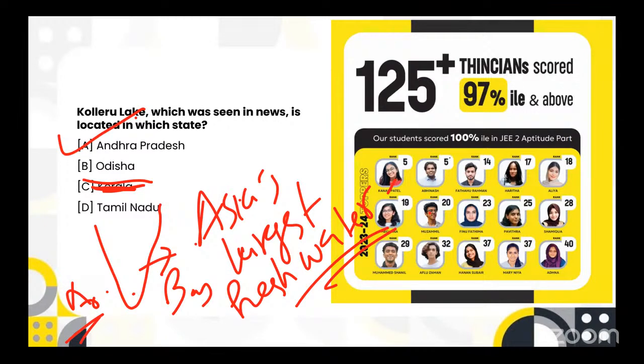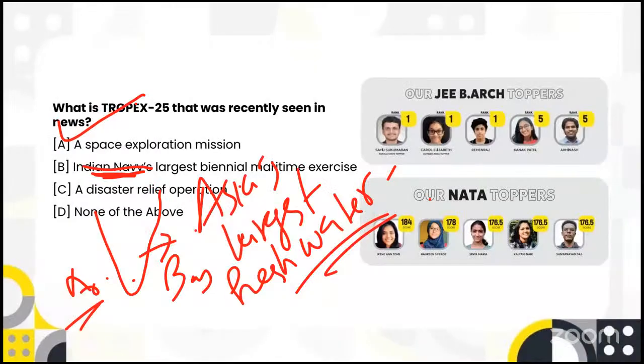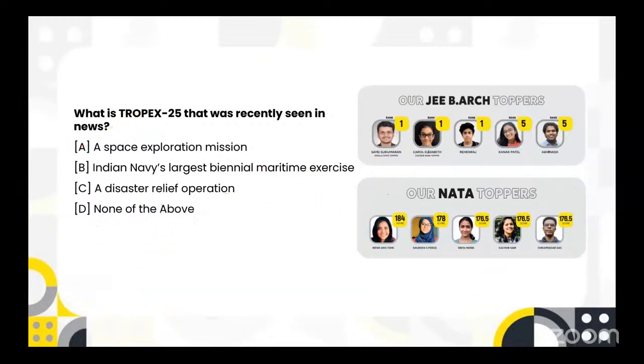Next one. Right. So what is Tropics 25? That was recently seen in the news. Tropics 25: a space exploration program, Indian Navy's largest biennial maritime exercise, a disaster relief operation, none of them. Okay, so Tropex is a theater level operational readiness exercise.